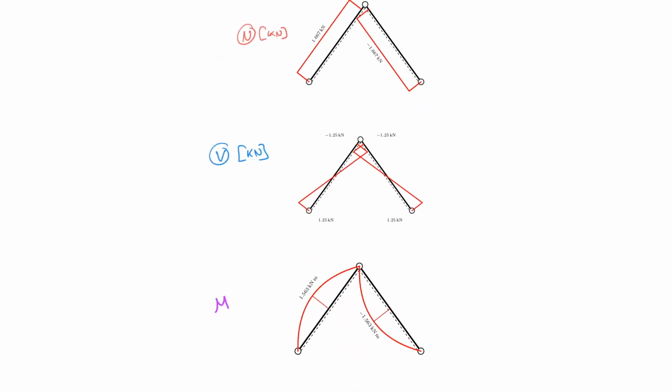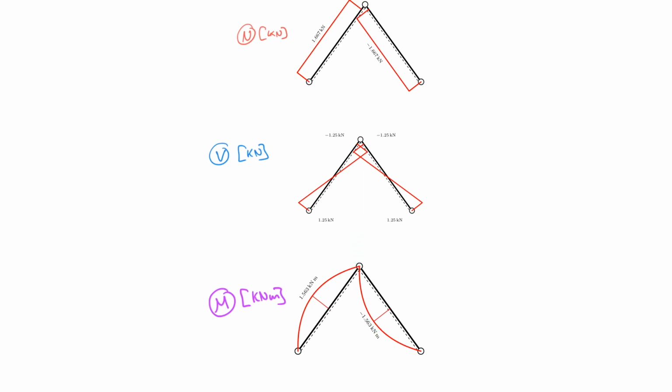And notice that the system in this case was actually symmetric, and the load case was anti-symmetric. And what that means is that your shear force diagram actually happens to be symmetric in this case. So this is a symmetric shear diagram. And your moment diagram is actually anti-symmetric in this case.